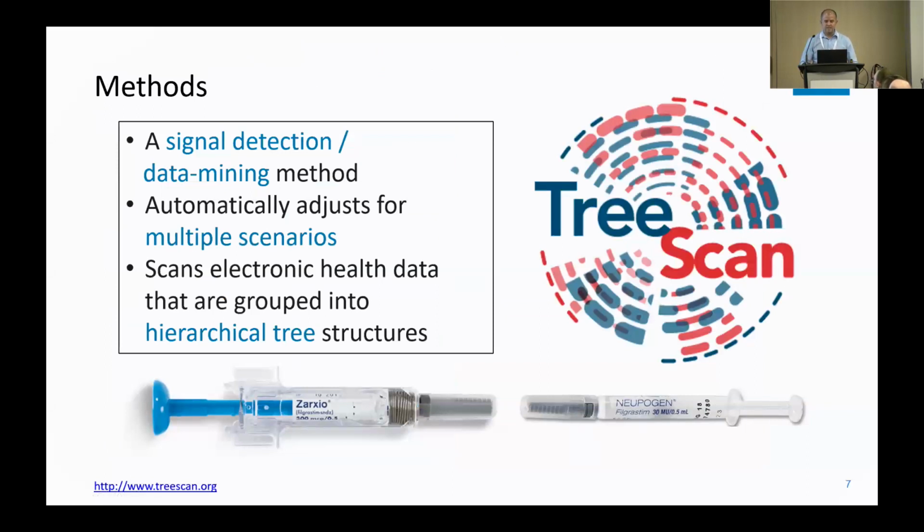Once the incident user cohorts were created and propensity score matched, they were evaluated for the occurrence of outcomes using the TreeScan software, to determine whether there was imbalance in outcome occurrence between the 2 groups that rose to the level of statistical significance. TreeScan is a data mining software that implements tree-based scan statistics to scan electronic health data that are grouped into a hierarchical tree structure while automatically adjusting for multiple testing.